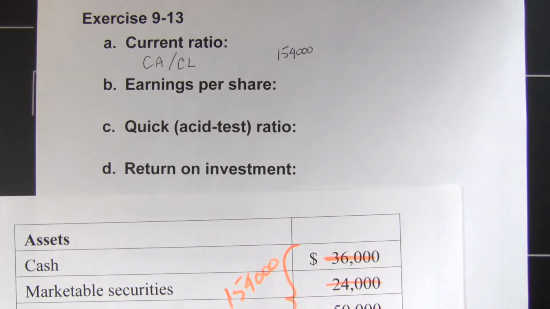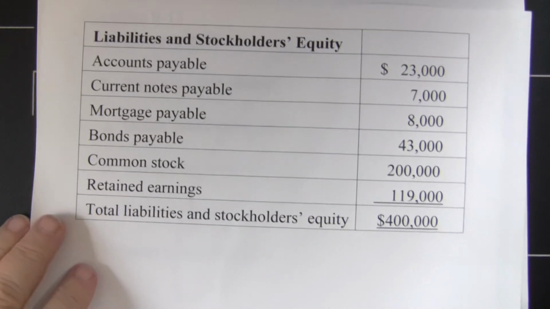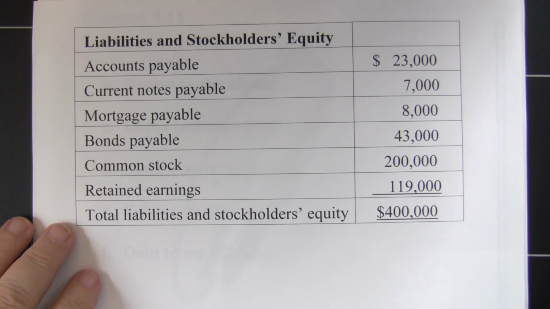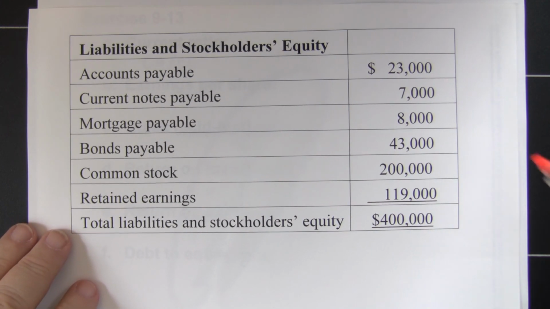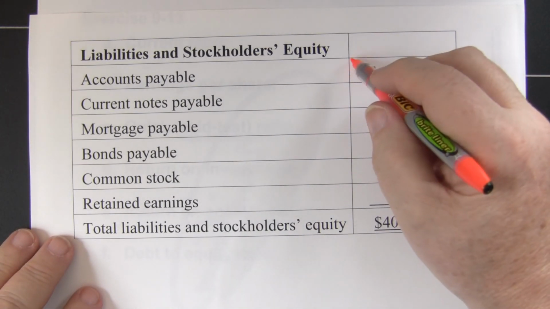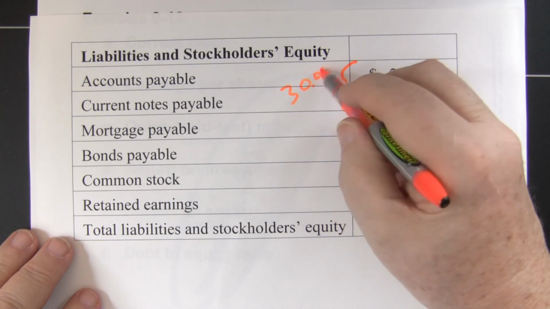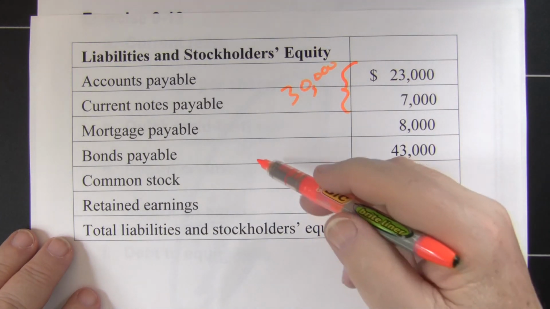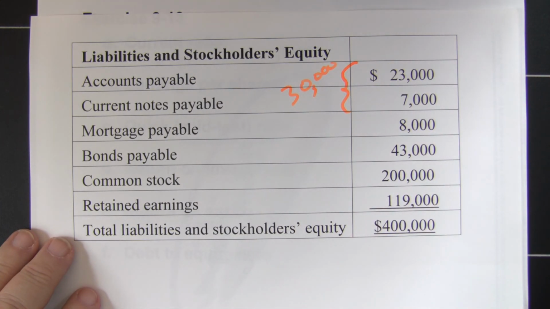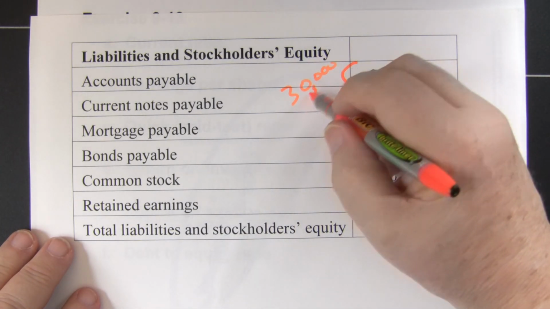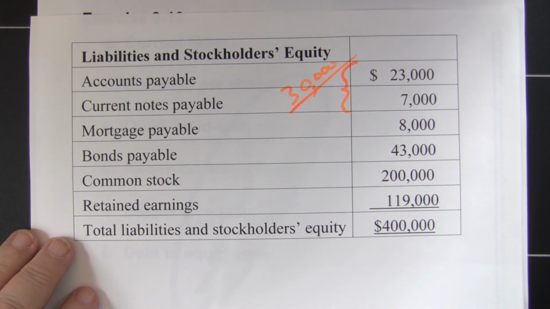And we have to divide it by our current liabilities. And current liabilities are liabilities that you will pay within the year. So that's accounts payable and current notes payable. It doesn't include the mortgage, bonds, none of that, because they're payable beyond the year. This is $30,000, not $39,000. That's a comma, not a 9, okay? $30,000.